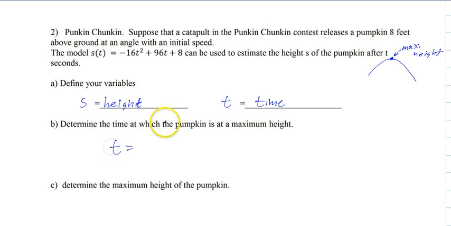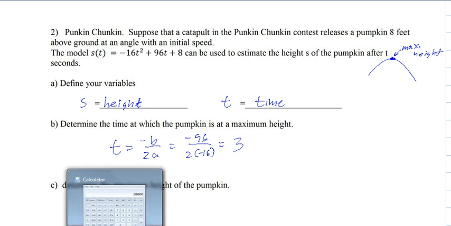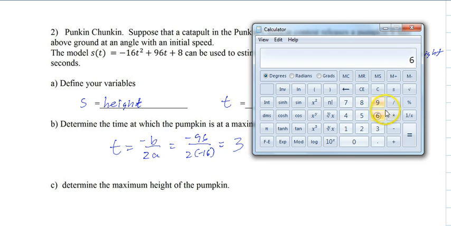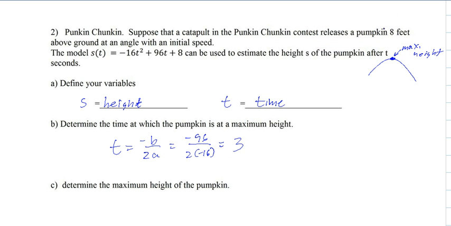So we use the Vertex formula to find our Vertex. Negative b over 2a. So negative 96 over 2 times negative 16. Plugging that in, we get 3. Let's just check it. So 96 divided by 32 is 3. Yes. So 3 seconds. After 3 seconds, we'll be at the maximum height.